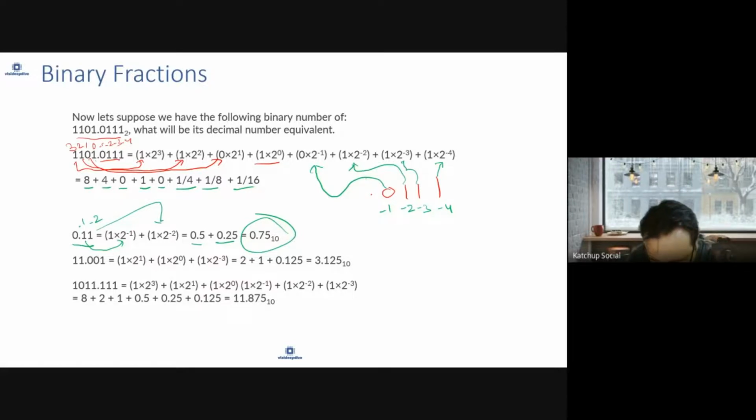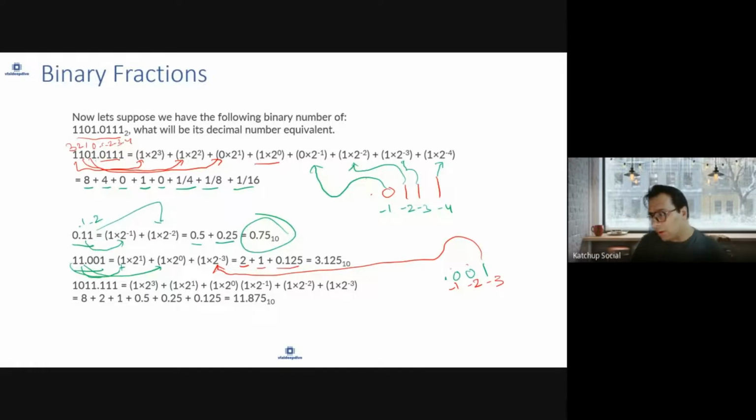One more example, 11, okay, so this is 1 into 2 raised to power 1, and 1 into 2 raised to power 0, and we have 0, 0, 1. This is minus 1, minus 2, minus 3. Okay, so this is 0, this is 0, and 1 into 2 raised to power minus 3. You add all of these up: 2 plus 1 plus 0.125, and that's your number, a binary fraction converted into a decimal fraction.